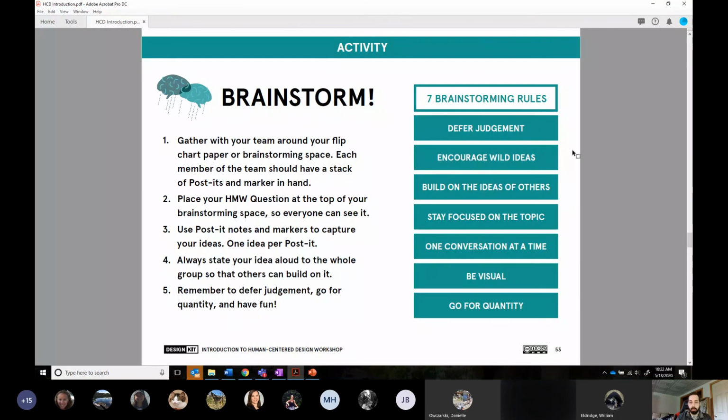So next up is the brainstorming. They have a very simple brainstorming exercise that basically involves gathering around a flip chart or a whiteboard, putting the how might we question right at the top of the brainstorming space so everyone can see it, and using post-it notes to capture the ideas, one idea per post-it note.